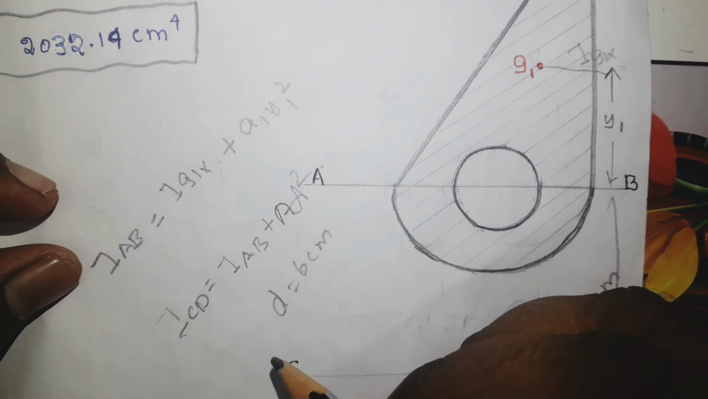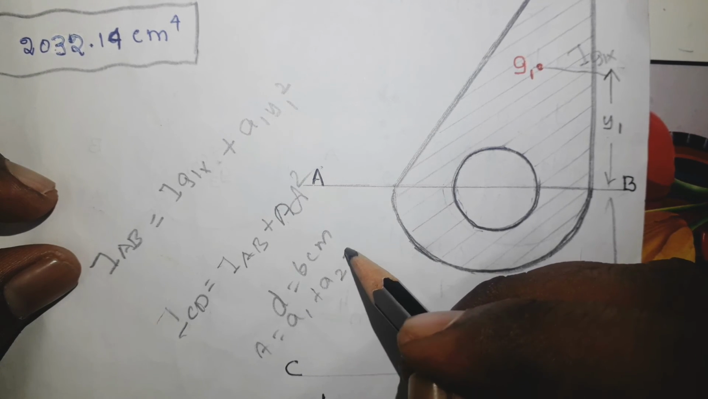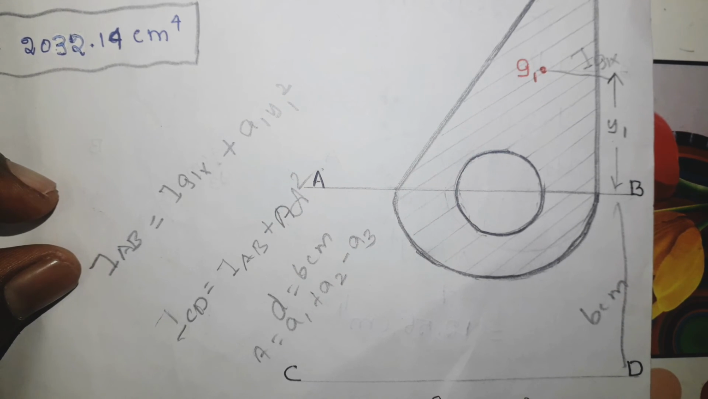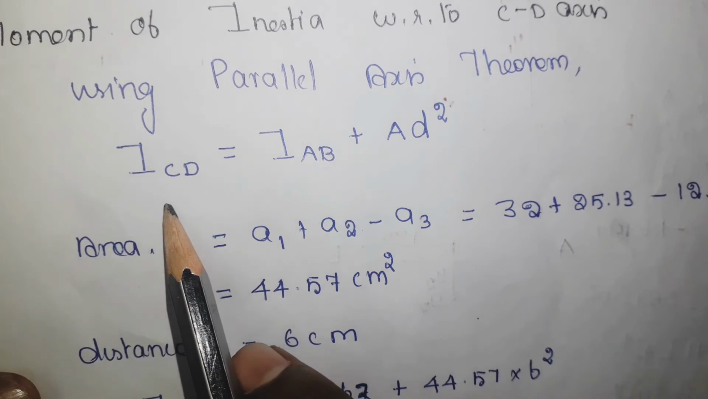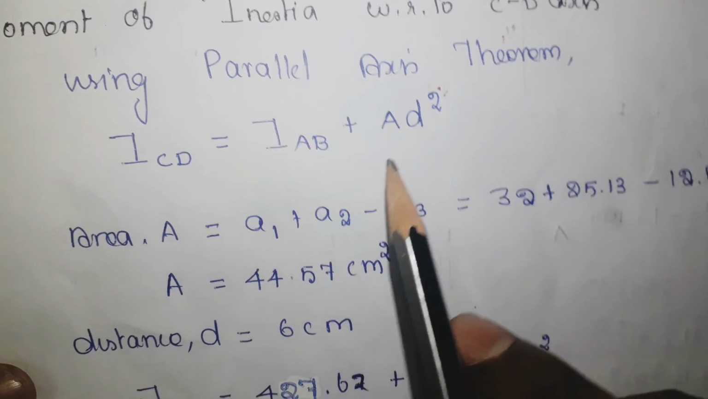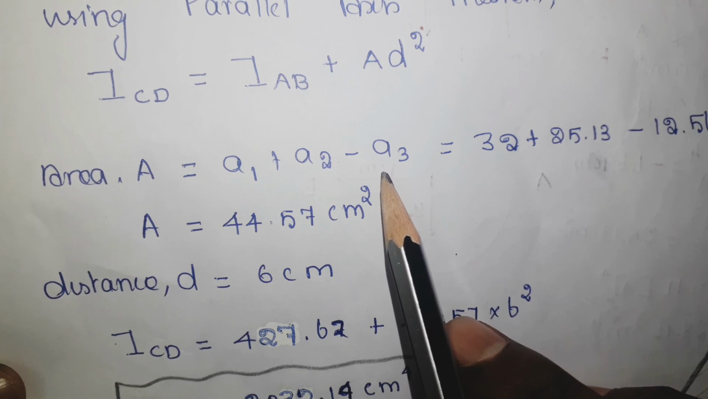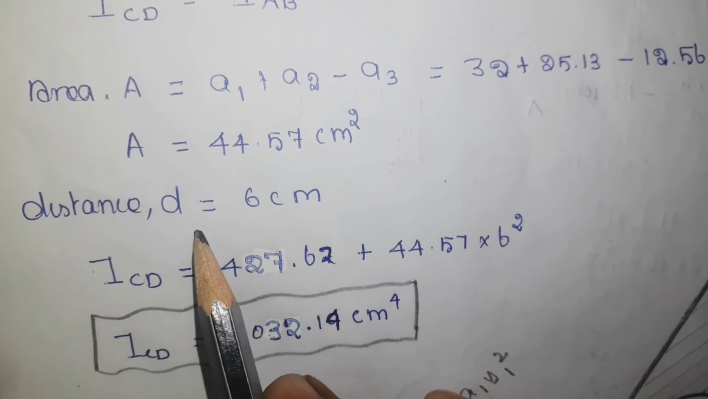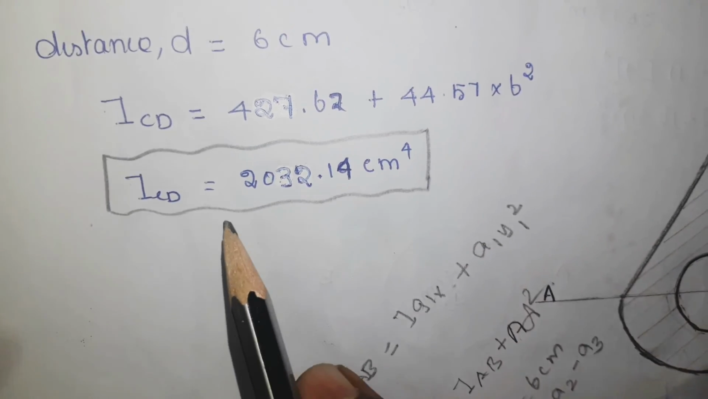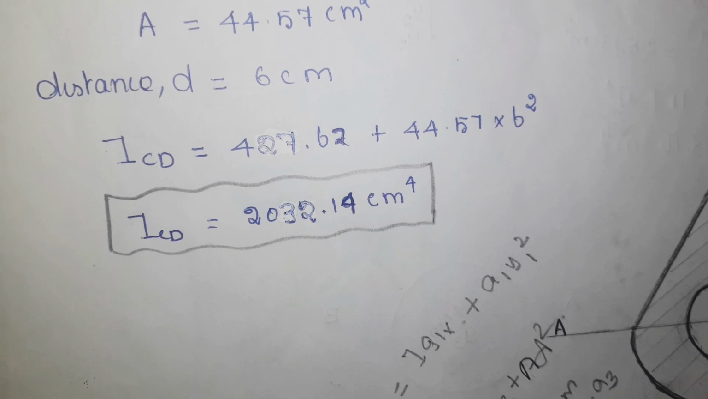Now capital A is nothing but A1, area of the triangle, plus area of the semicircle minus area of the circle. So this is how we use the parallel axis theorem. Moment of inertia with respect to CD axis equals moment of inertia with respect to AB axis plus A into d square, where A is the area of the triangle plus area of the semicircle minus area of the circle. The distance is mentioned in the given data, which is equal to 6 centimeter. Substitute into this equation, and finally you will get the answer as 2032.14 centimeter to the power 4.